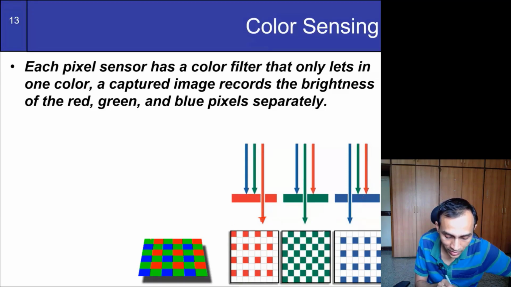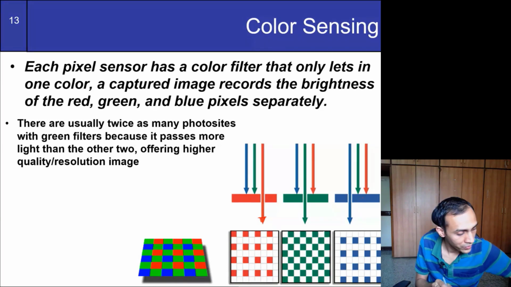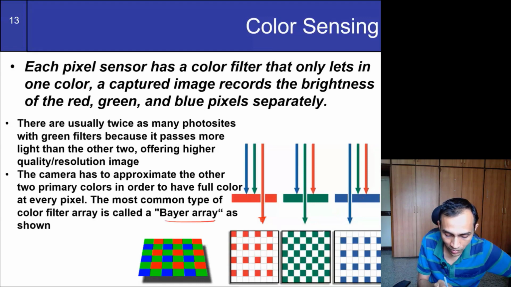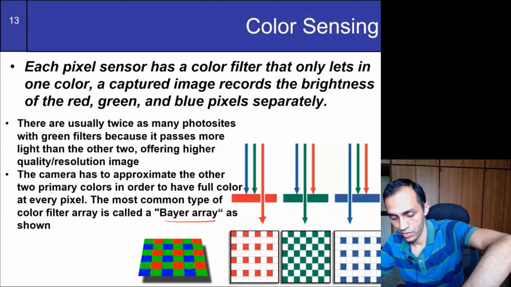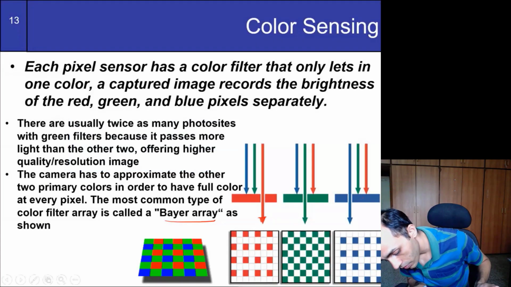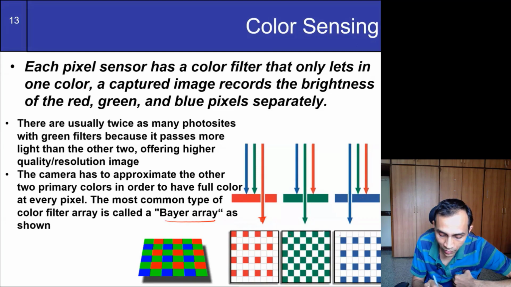And in order to make the arrangement cheaper, instead of having all 3 filters for every pixel, the way it is done is that each cell will have only one particular type of filter, and they are arranged in this particular arrangement, which is called the Bayer array. So you see here in this arrangement, I think the number of green filters is more than the number of red and blue ones.